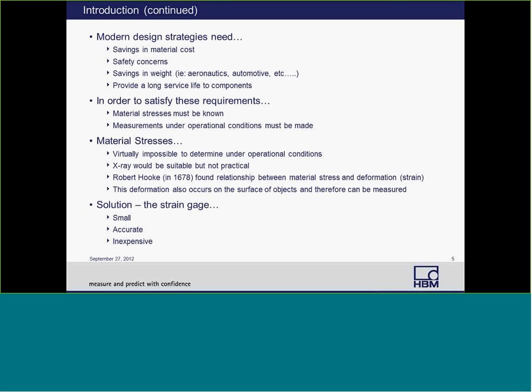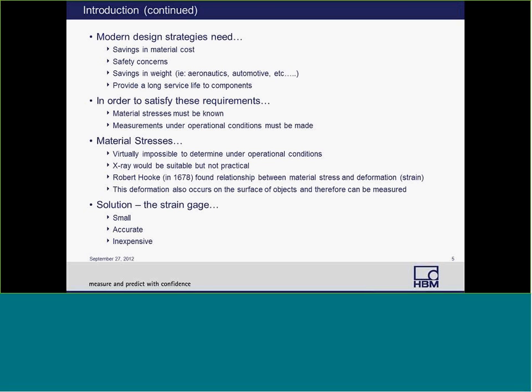However, modern design strategies need to incorporate the savings in the material costs, and take into effect safety concerns. We needed savings in weight for aeronautics, automotive, etc., and then to provide a long service life to our components. In order to satisfy these requirements, material stresses must be known, and measurements under operational conditions must be made. Now, material stresses are virtually impossible to determine under operational conditions. X-rays would be suitable, but it's not very practical if the device or the item under test is large.